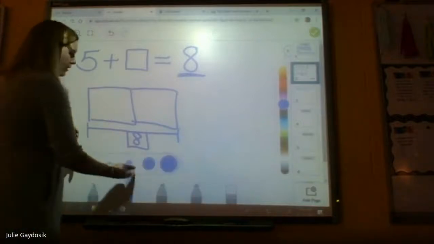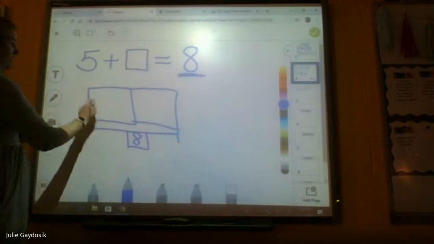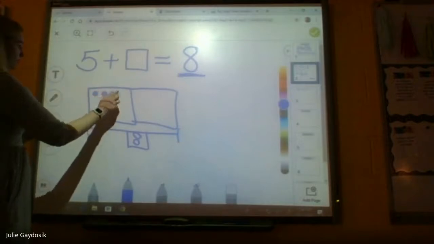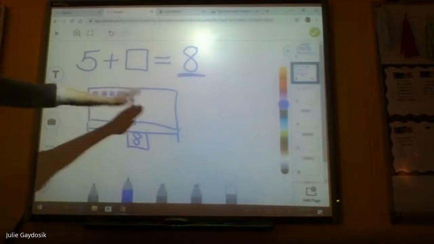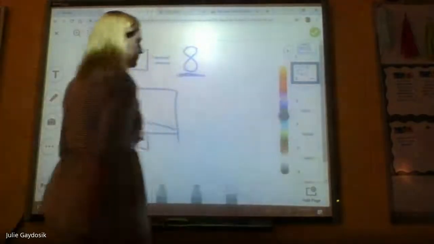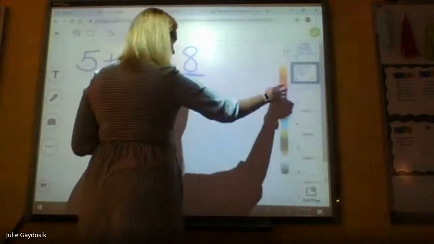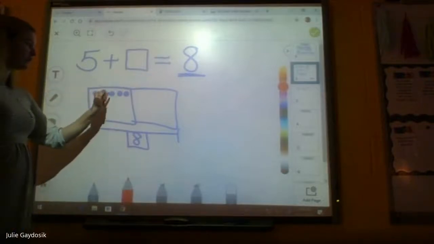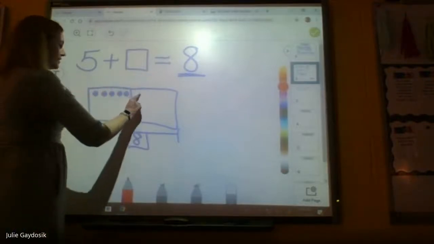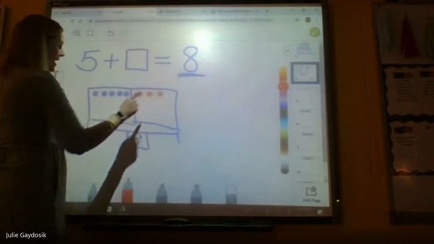So we know that one part is 5. 1, 2, 3, 4, 5. But I want to know how many circles I would need to get to 8. So if I'm counting on, I want to see what I get to 8. This is 1, 2, 3, 4, 5, 6, 7, 8.